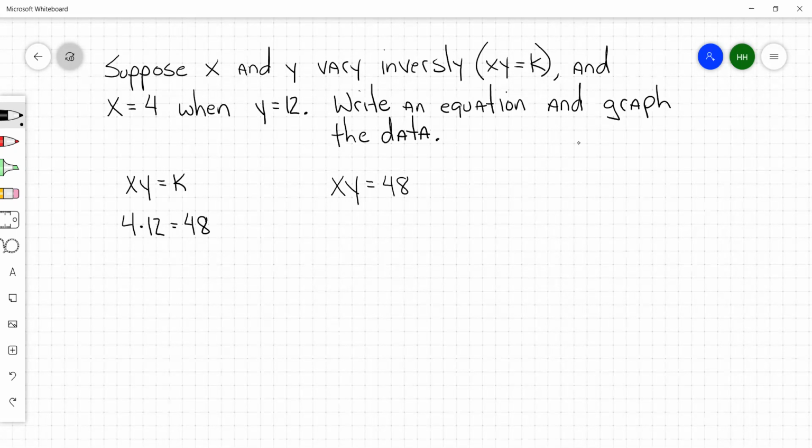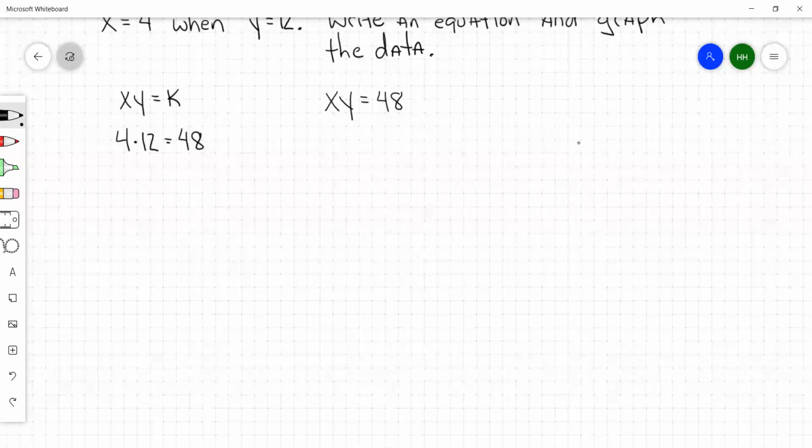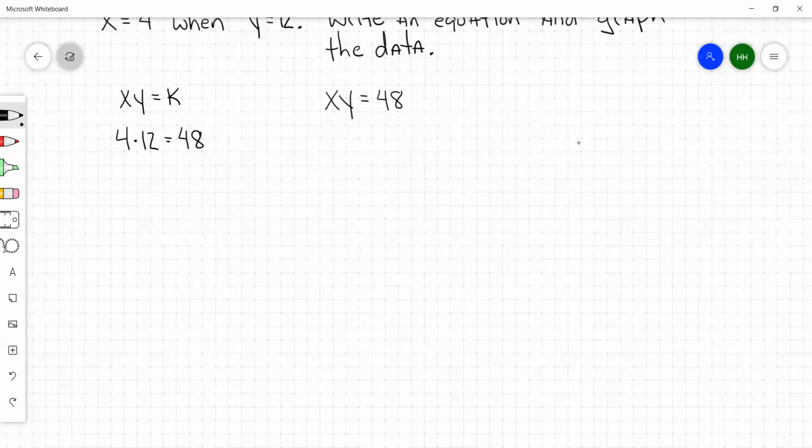Now, in order to graph this, we're just going to do a table of values, and you can pick about 4 points. Looks like they did 6 points, so let's try 6 points. If we do an XY table, let's use 3 as an X. We got 4, 6, 8. And all I'm doing is using all the factors that'll go into 48 evenly.